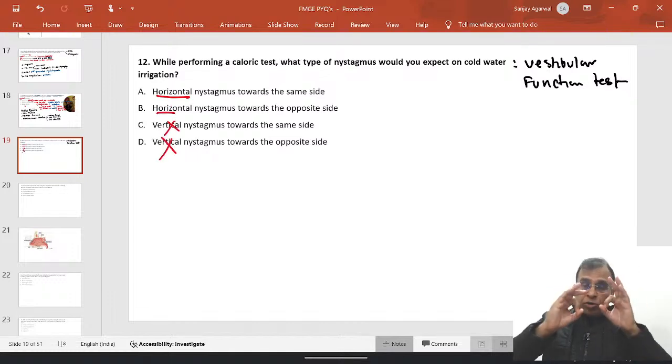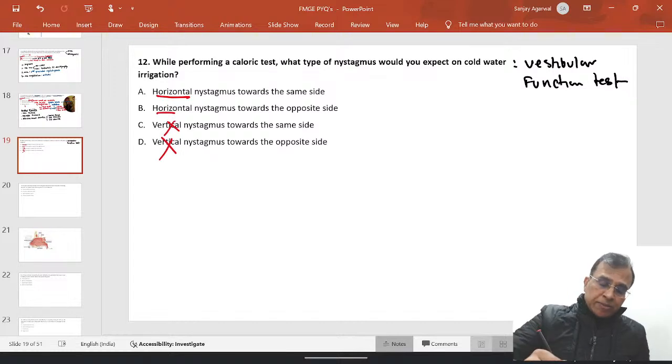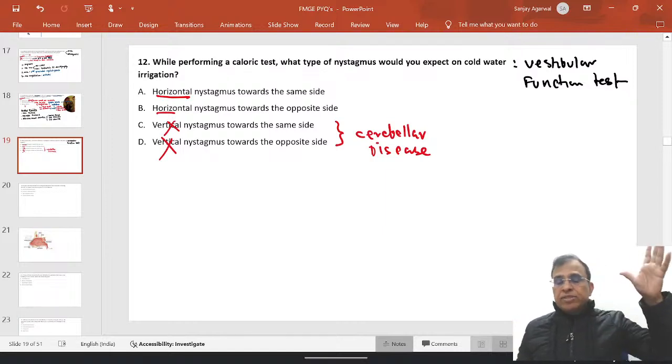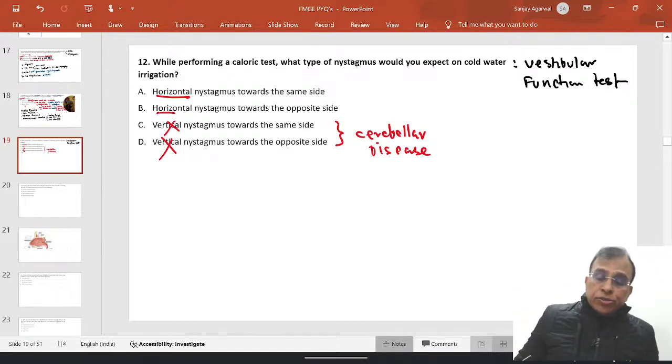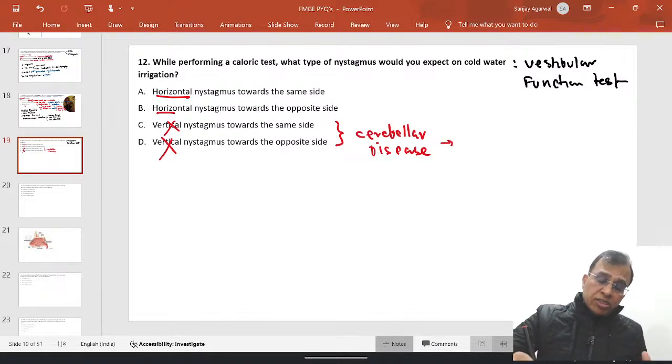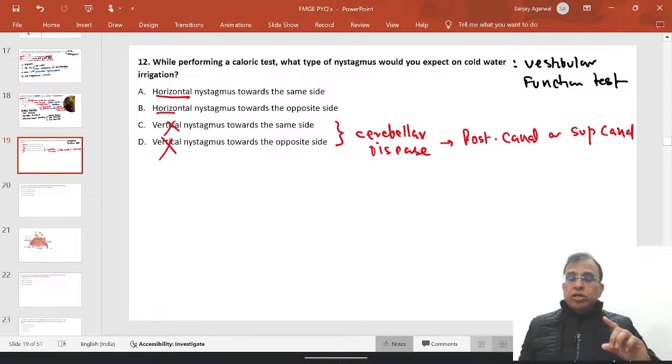Vertical nystagmus is when the eyeball moves up and down. Now, vertical nystagmus happens usually due to a cerebellar problem. Usually. Cerebellar is related to the brain stem, part of the brain stem. So, cerebellar diseases will cause vertical nystagmus, if at all. And if vestibular disease causes vertical nystagmus, it is either the posterior canal or the superior canal. These 2 canals can cause the vertical nystagmus.